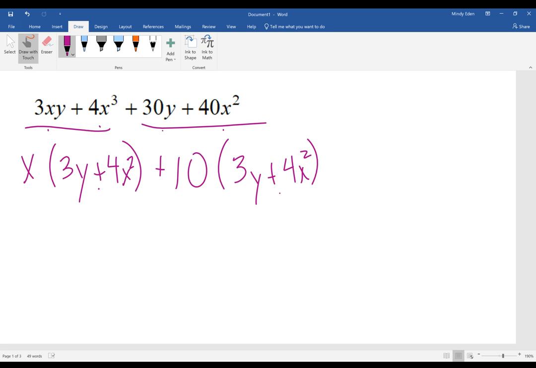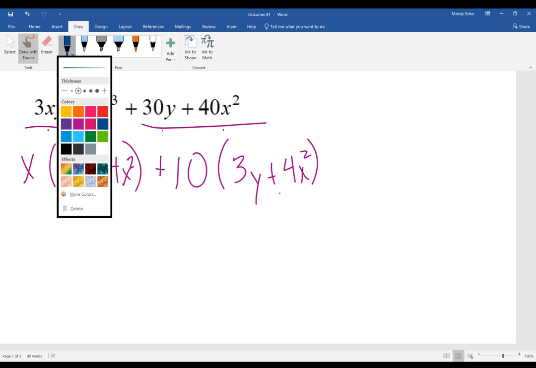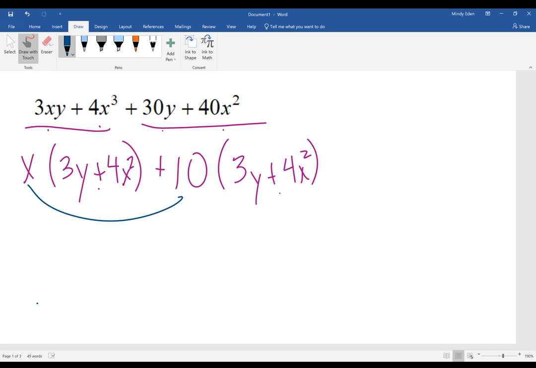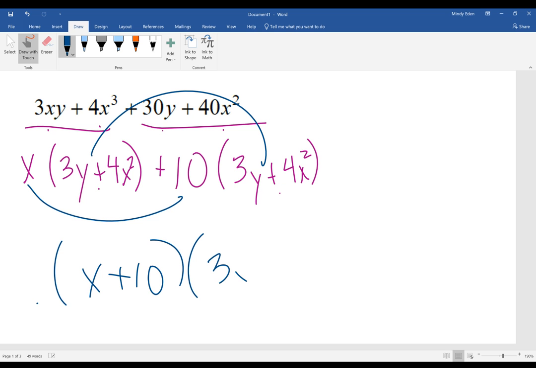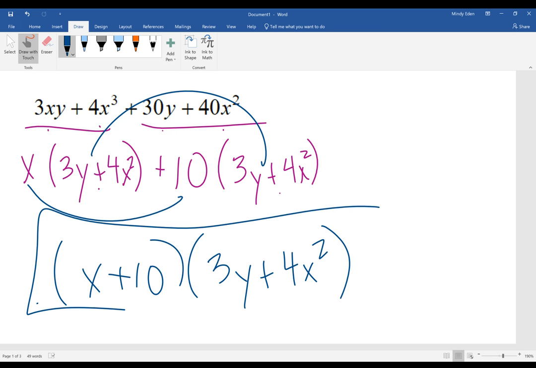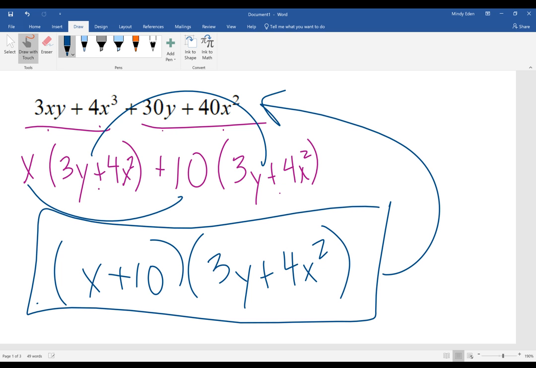Okay? So now what I like to tell my students is I say the outsides go together and the insides go together. You're only going to write the inside once because remember, you're actually doing common factoring again. So this is the factored form of the original polynomial.